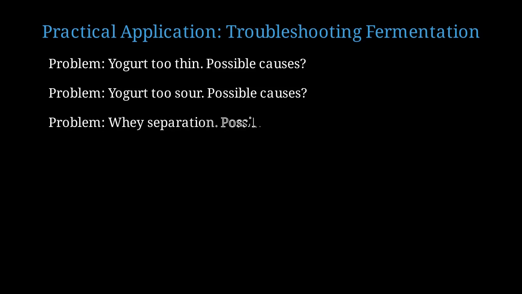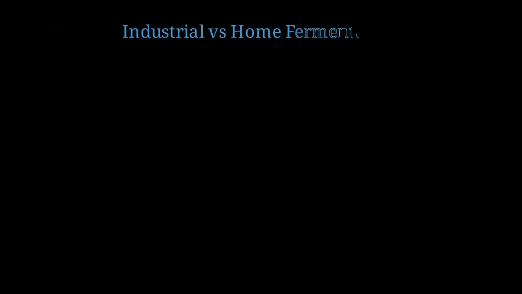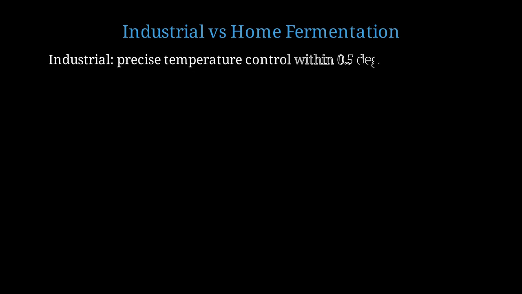If you see whey separation, this is syneresis. Causes include over-acidification, too high fermentation temperature causing protein aggregates to contract too much, or excessive agitation breaking the gel network. How does industrial fermentation differ from home fermentation? Industrial fermentation uses sophisticated equipment with temperature control accurate to within half a degree Celsius.